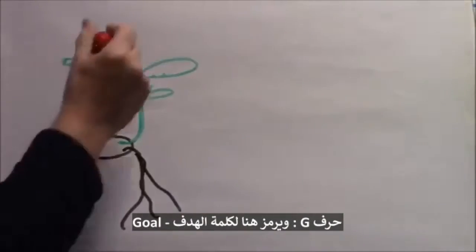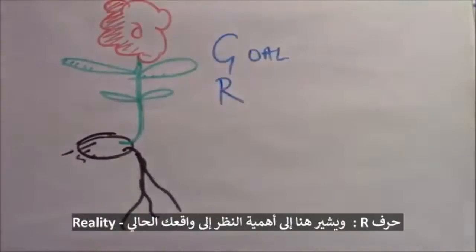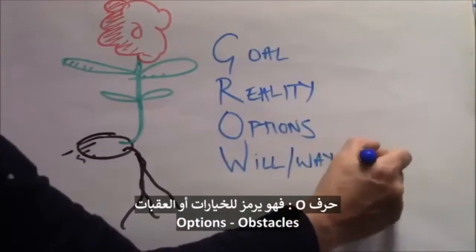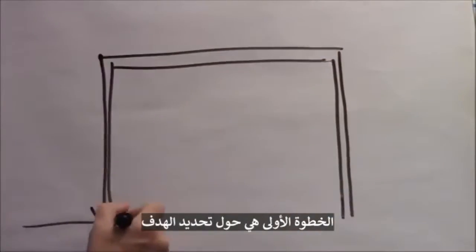The G stands for goal, establishing a goal that you want to aim for. The R is looking at the reality of your current situation. O is options or obstacles, and W is the will or the way forward. So the first step is about establishing that goal.